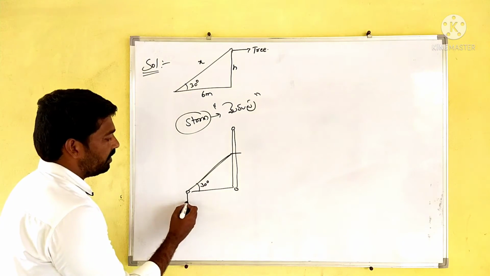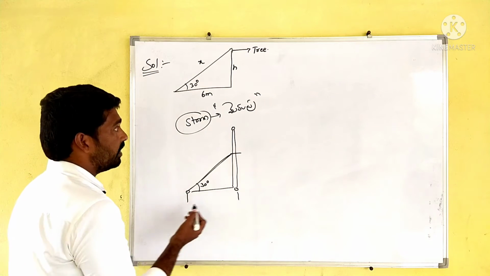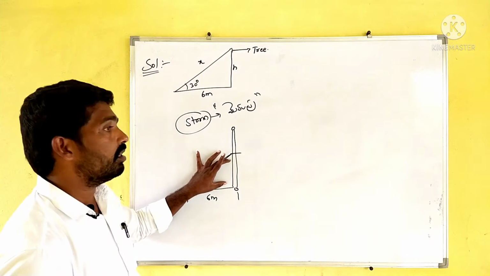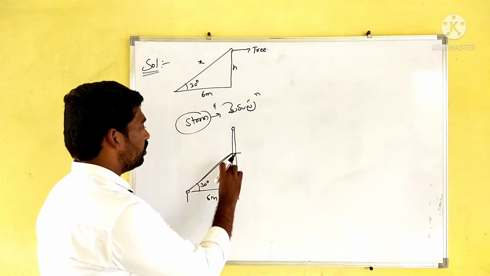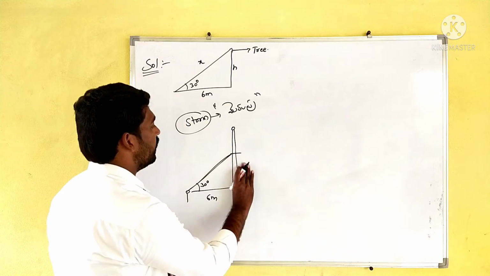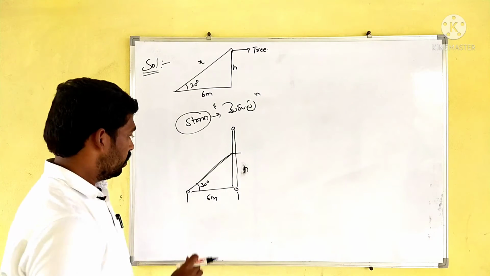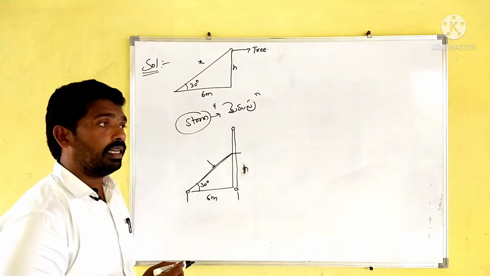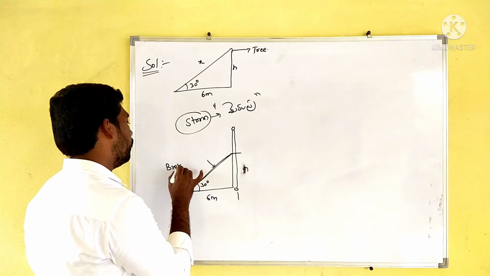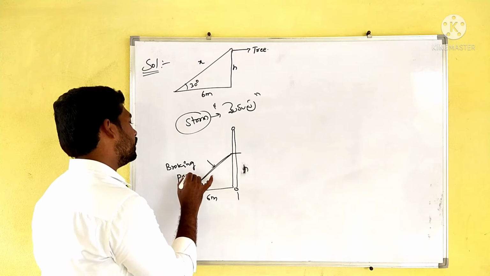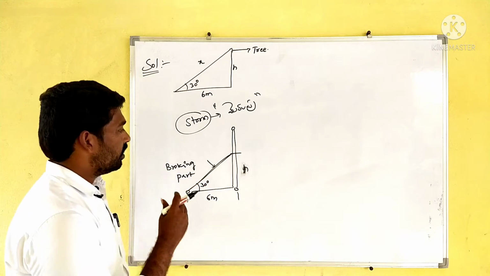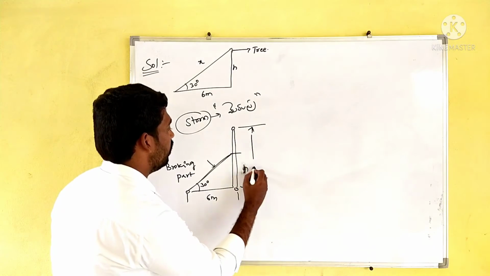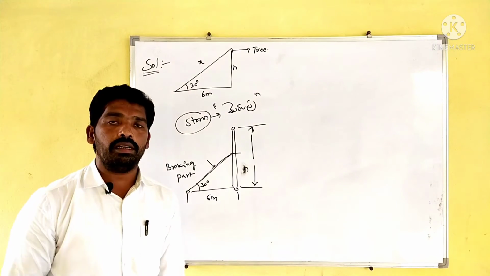Then the distance between the top of the tree and the foot of the tree is 6 meters. This one is the remaining part of the tree, this one is the height. This one is the line of sight, that means the breaking part, the broken tree. Here we need to find the total length of the tree before it broke into two parts.